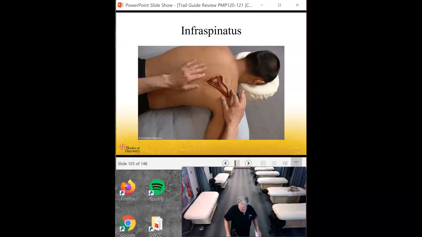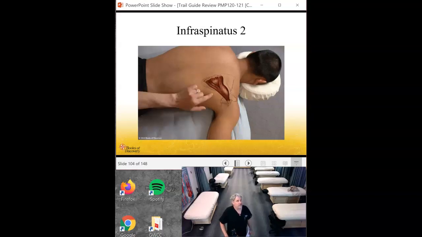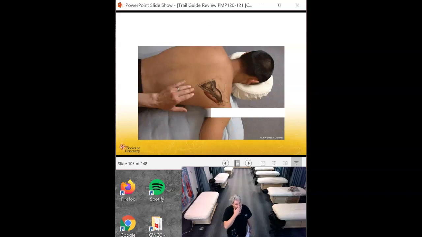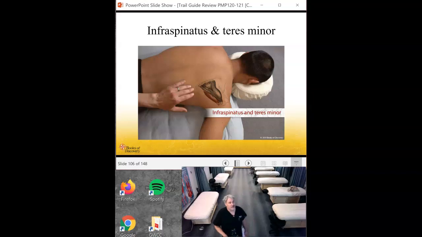Good. Ms. Everson, what muscle is in red here? That is the, I want to say teres minor. I want you to say teres minor. Good. Infraspinatus and teres minor. Good.